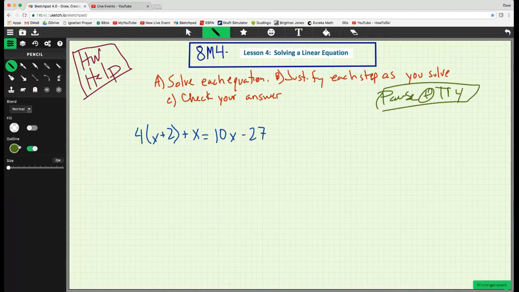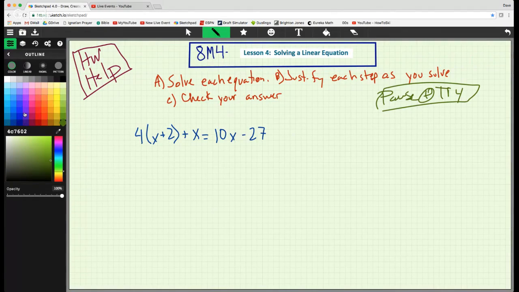All right, I assume you're back now. Let's do this one in purple. So the first thing I'm going to do, whenever I see parentheses, I'm really going to like this distribution thing. So let's go 4x plus 8. 4x times 4 plus 4 times 2 is 8. Plus x equals 10x minus 27. And that's by distribution.